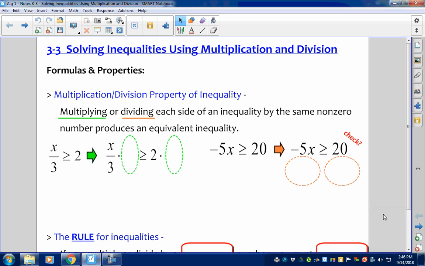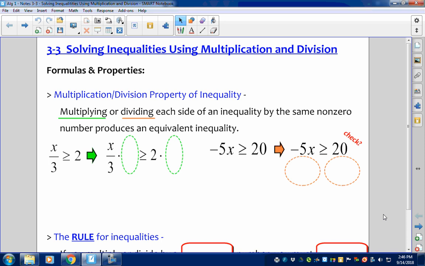Okay, so we're looking at solving inequalities, one-steppers still, with multiplication and division. So we have here the multiplication division property of inequality. Slight difference than the multiplication division property of equality, and we're going to discover that here in just a minute.